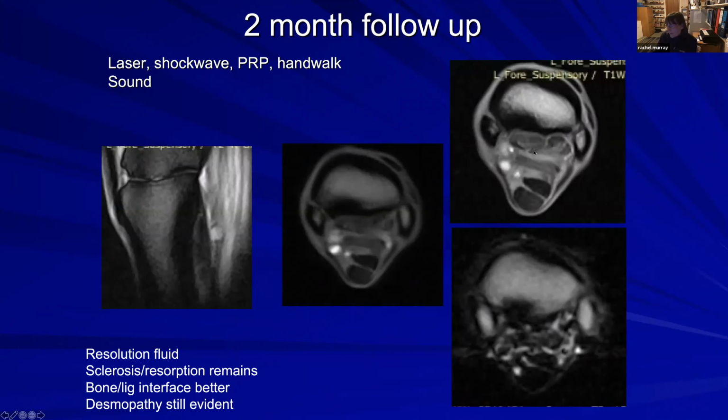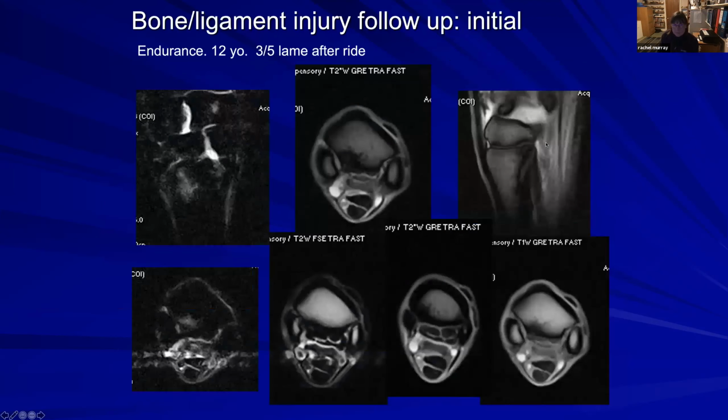And I think this is a relatively common thing that I see, is that we can get the horse being significantly more sound and happier when we've resolved the bone injury. But the suspensory ligament injury is evident for a much longer time period.